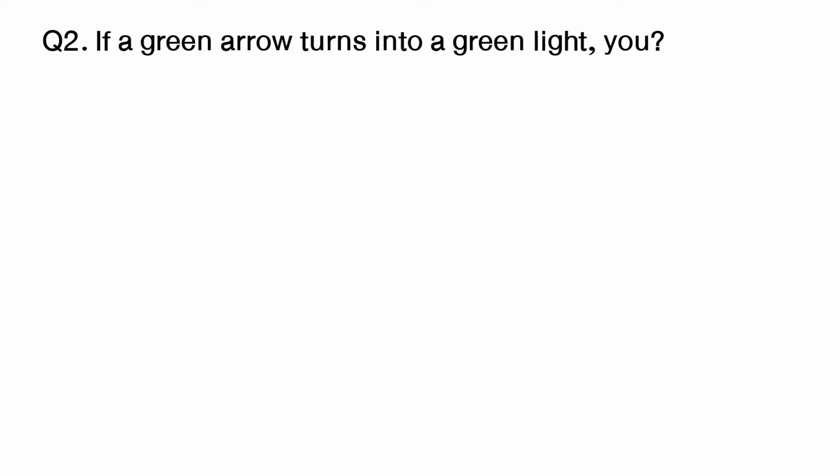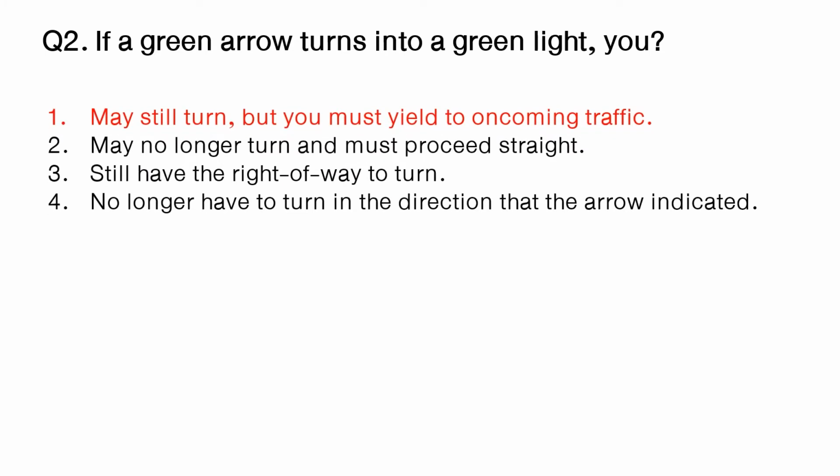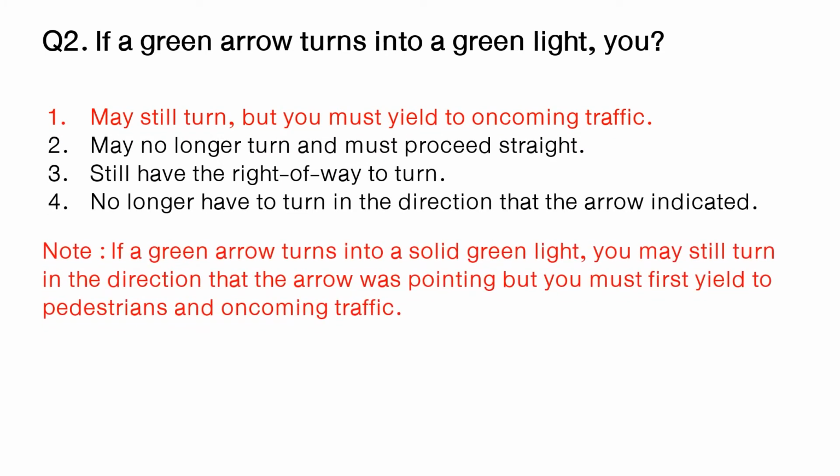The answer is option number 1, may still turn but you must yield to oncoming traffic. Note: if a green arrow turns into a solid green light, you may still turn in the direction that the arrow was pointing, but you must first yield to pedestrians and oncoming traffic.